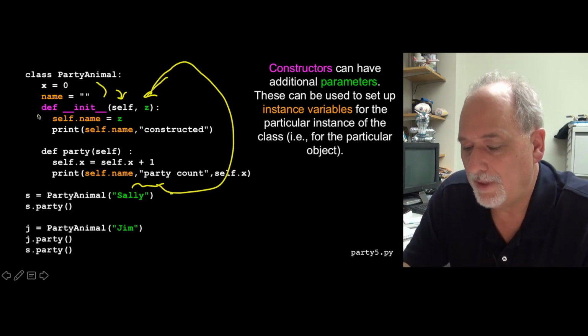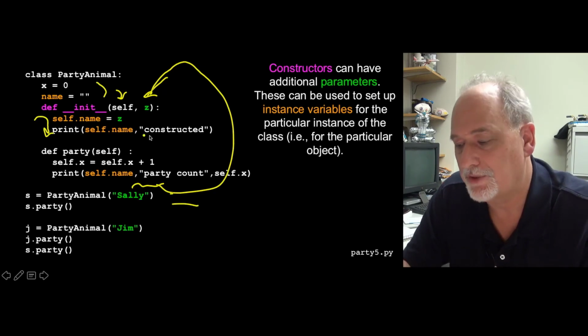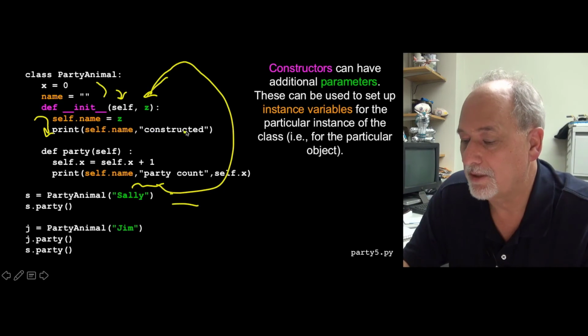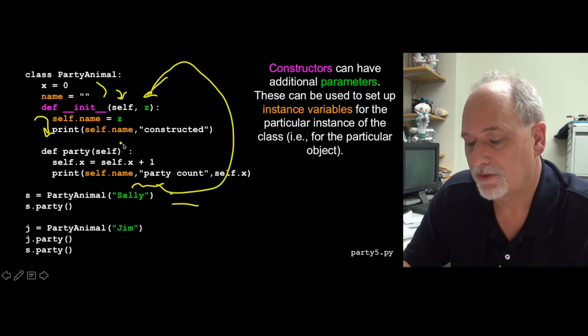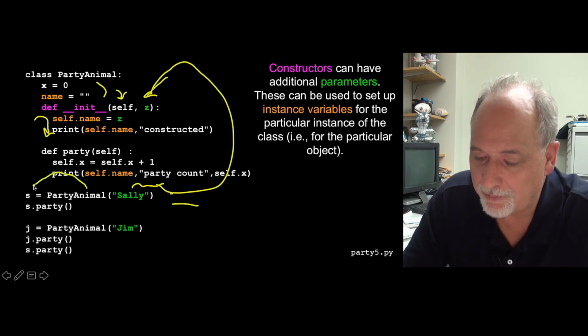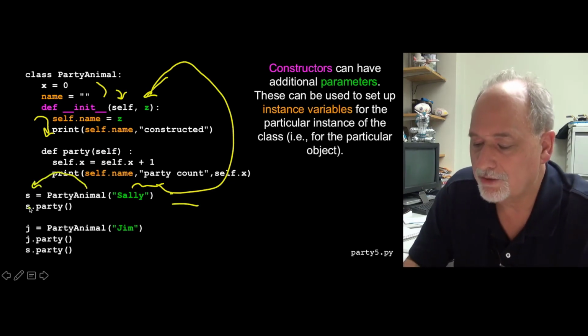And that means that when we call this constructor, this line of code runs, and then name is no longer blank. Name is going to be Sally in this particular case. And then I'll say, oh, self.name, which will be Sally, has been constructed. That object is now constructed, and then we put it in the variable s. And then we call the party method on that, and we construct a different one.